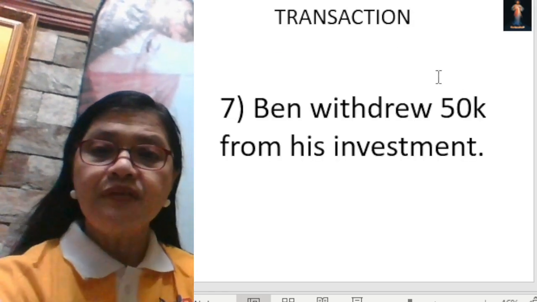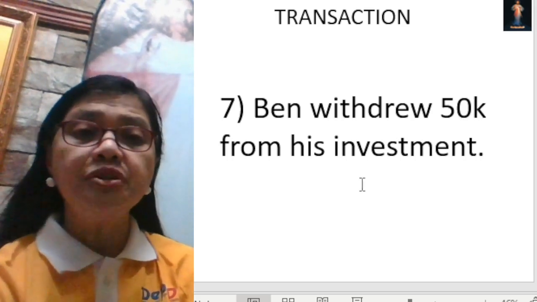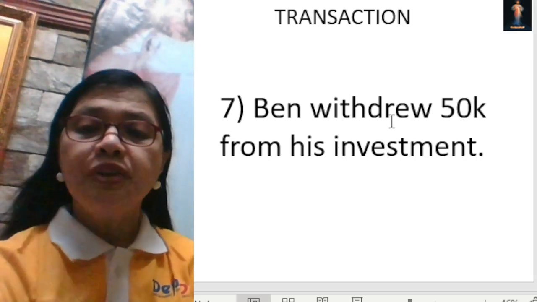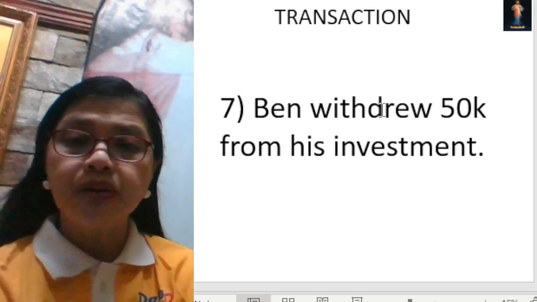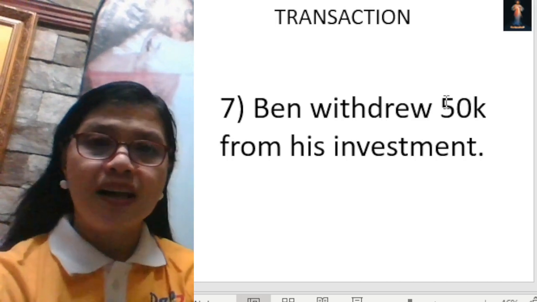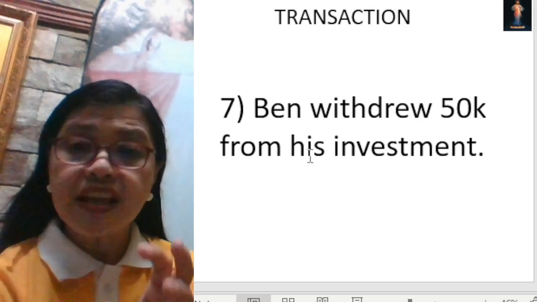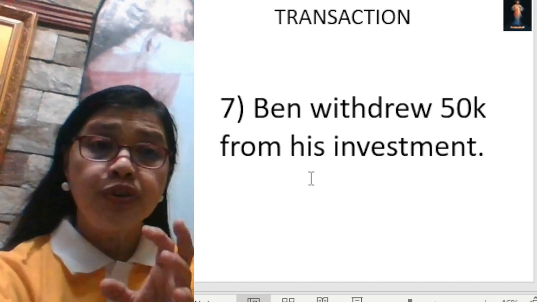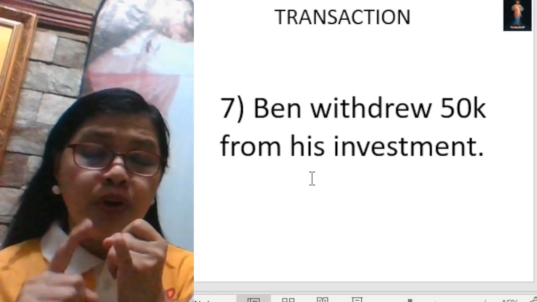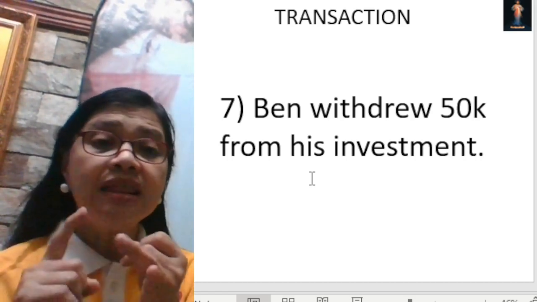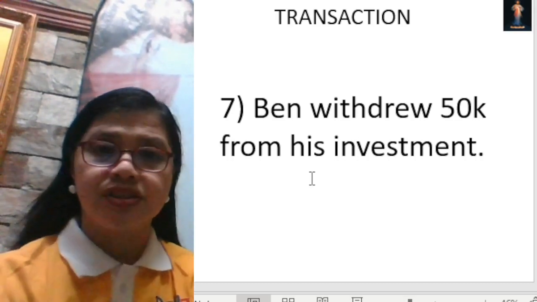Next, 7. Ben withdrew 50,000 from his investment. What do you mean here by withdrawal? Withdrawal means Ben would like to withdraw from his capital account the amount of 50,000. Again, what are the effects of this transaction on your accounts? First, what are the accounts? Withdrawal of cash. And number two, your investment will be reduced. Okay.